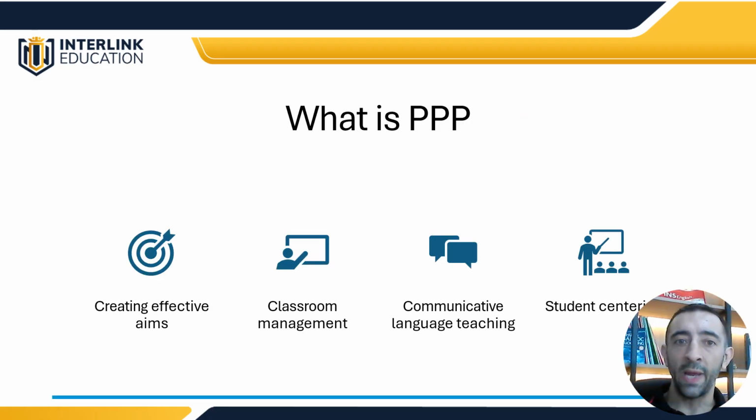So when we talk about PPP, there are four really important terms outside of PPP. And those are creating effective aims, classroom management, communicative language teaching, and student centering. Part of mastering PPP is also about mastering these four concepts, because if you can get these four concepts mastered, these are the four cornerstones of how to apply PPP effectively in your classes. So what are we waiting for? Let's learn all about it.